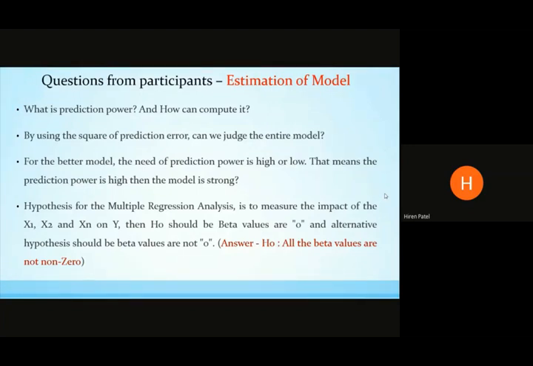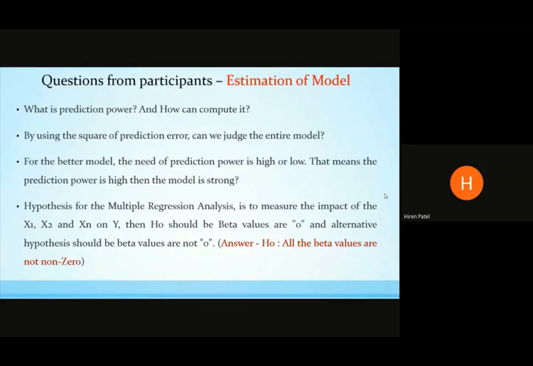There is a typo in that PPT. H0 should be that all beta values are 0. Whatever you are assuming or understanding, H0 is that all beta values should be 0. Yeah, that is very true.